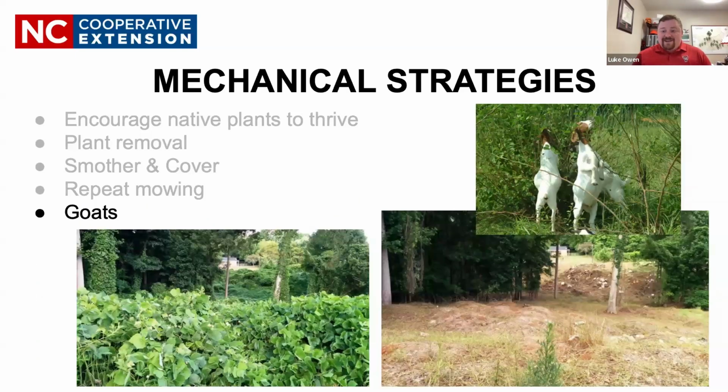We also have some biological controls available to us depending on the nature of the plant in question. Goats is one of those biological controls that we have. Here is an example of kudzu. This is a property here in Asheville where you can see on the left-hand side, this before photo, and on the right-hand side, this is after just one season of the goats being on this property. So you can see what a good resource biological control can have on invasive plants.